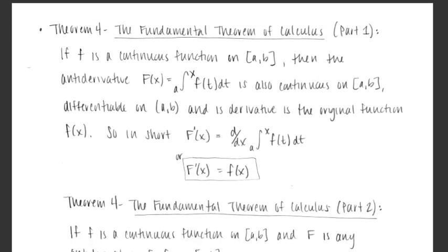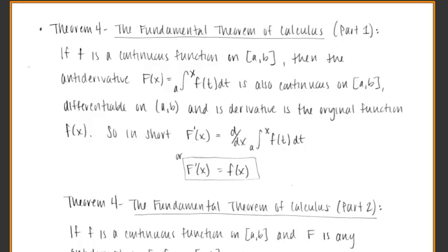Okay, so we go to theorem 4, the fundamental theorem of calculus. Sounds important, doesn't it? The fundamental theorem. And what this theorem is saying is basically if you have a function that's continuous, then its antiderivative is also continuous, and you can take the derivative of it and get back to the original function. So if I have an antiderivative F of x and I take the derivative of it, remember this part right here is the antiderivative, and this is showing me I'm taking the derivative of it.